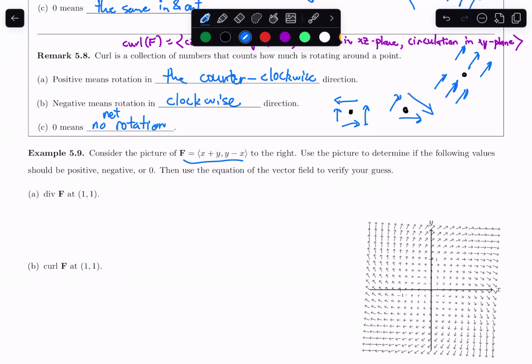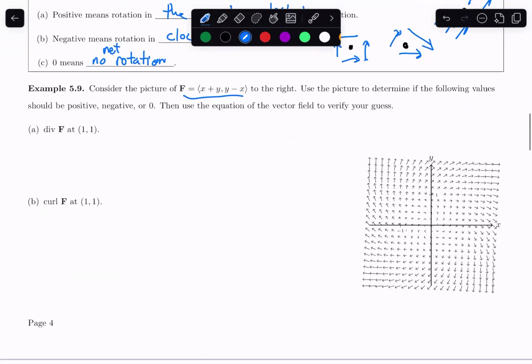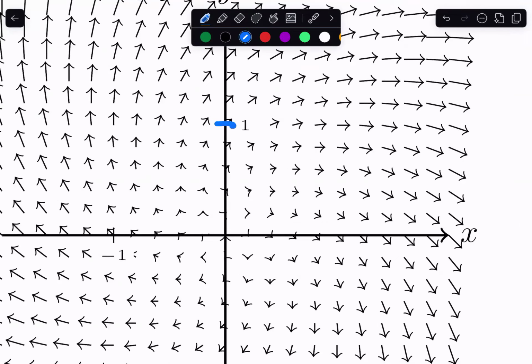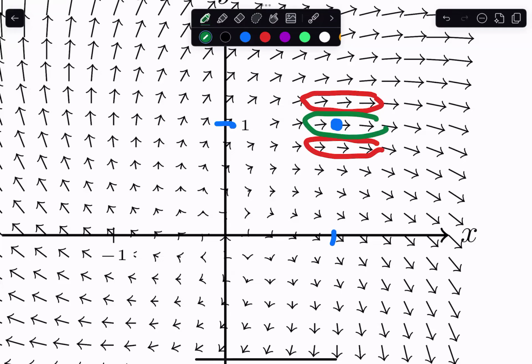I'm interested in the divergence of F at (1, 1). So I'm going to go to (1, 1). See, there's a 1 up here. I don't see a 1 in the other direction, so maybe there, or so, is around (1, 1). When I look at divergence, there's a lot of information that can largely be ignored. There are these vectors up here and these vectors down here that are not really going into the point or out of the point. They're just missing the point. The only ones that are really going in and out, I would say, are these ones here based on this picture.